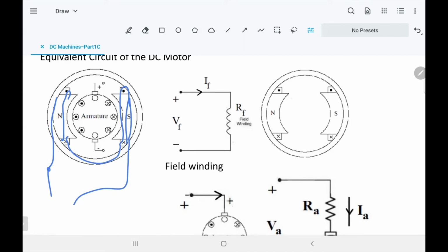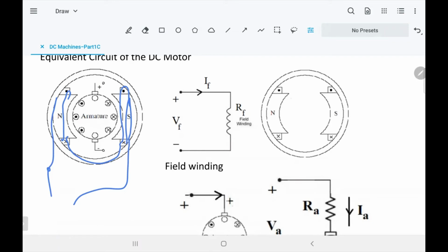That's the field winding. Because next week you're going to do the experiment for the dynamometer coupled with a DC machine. So you will have the DC machine and then you will see some connection with the field winding and armature winding. So I want you to be familiar with that. So that's the field winding.